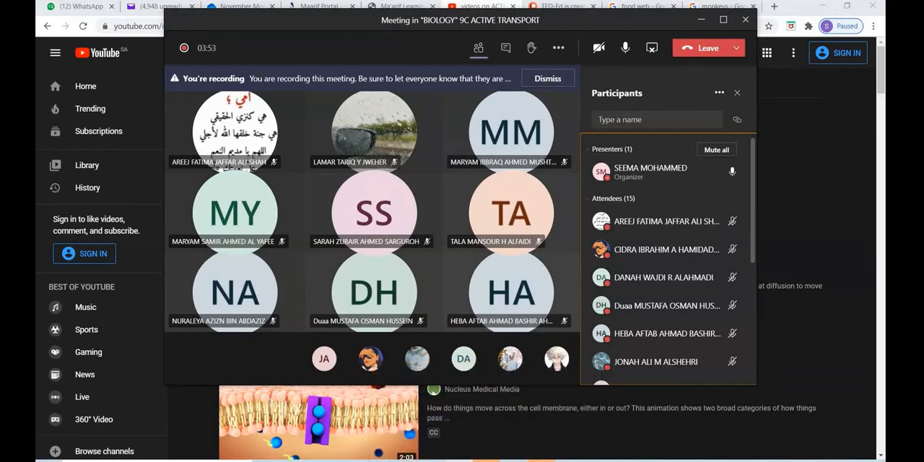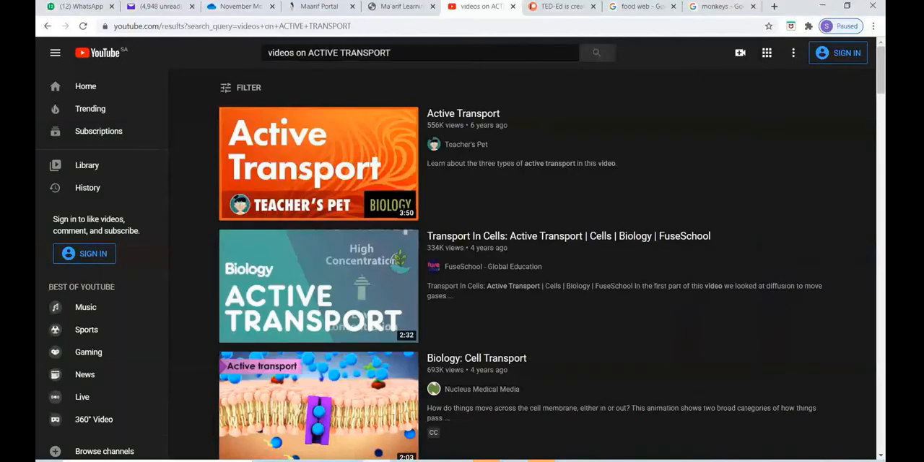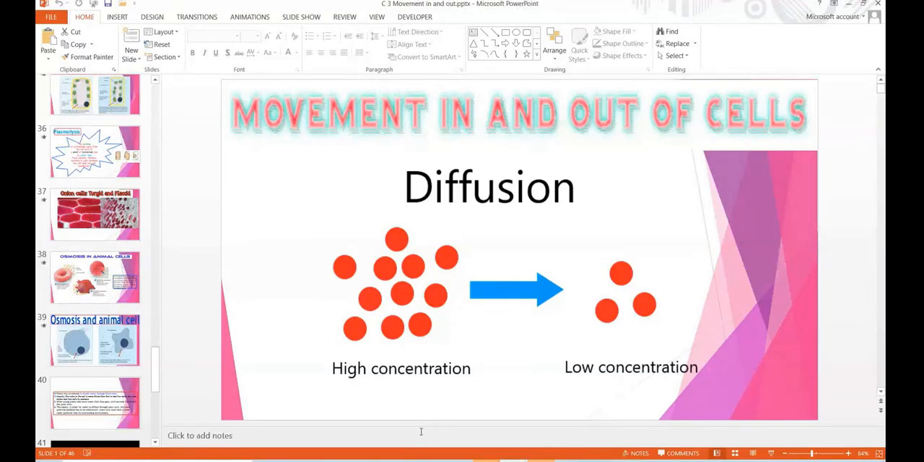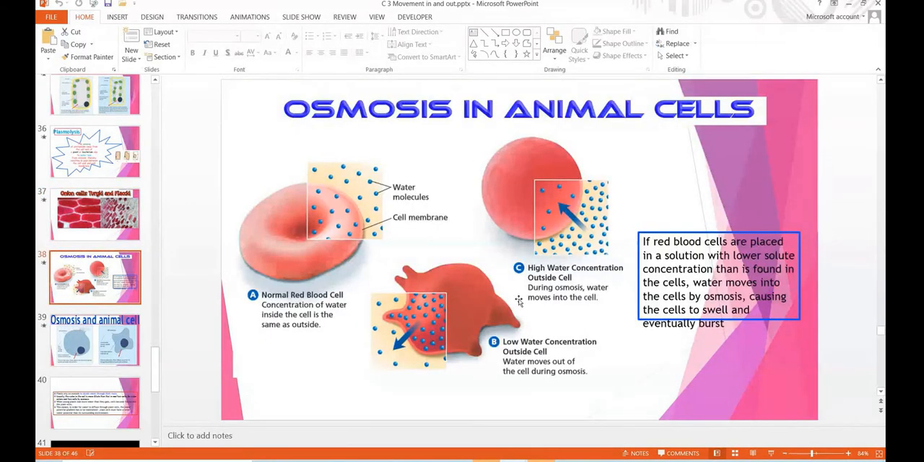So let's quickly start our topic. Today we are going to cover active transport, inshallah. Before that, let me quickly check whether we left out anything from this presentation, which we were doing in the last lesson about the movement in and out of the cells. I believe we did till here, if I'm not wrong. Did we do this slide? We were discussing what happens to the RBC over here, right? Yes, Miss. We're done.